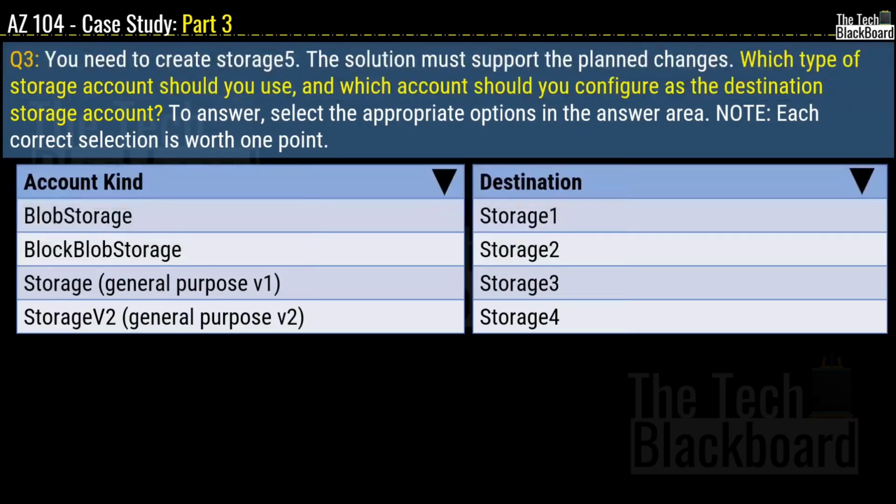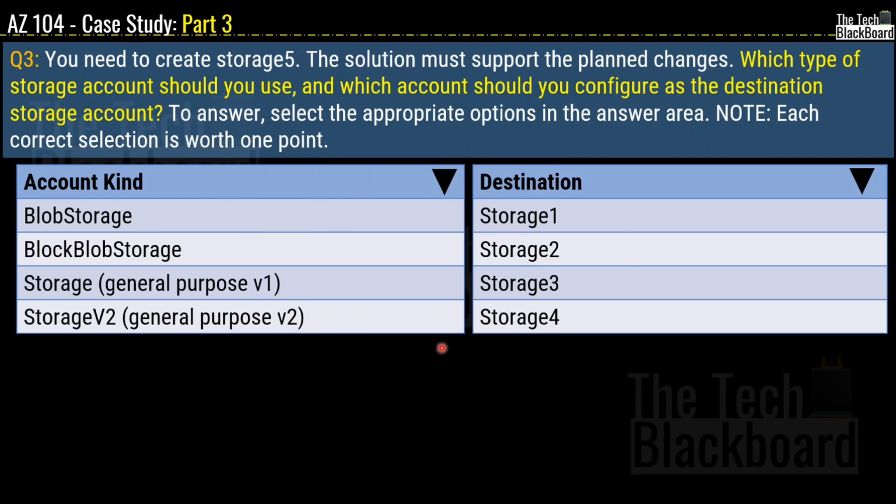And here comes question 3 based on the case study. This question says that you need to create storage 5. The solution must support the planned changes. Which type of storage account should you use and which account should you configure as the destination storage account? To answer, select the appropriate option in the answer area, and please note that each correct selection is worth 1 point. And here, as you can see, we are given account kind and destination.